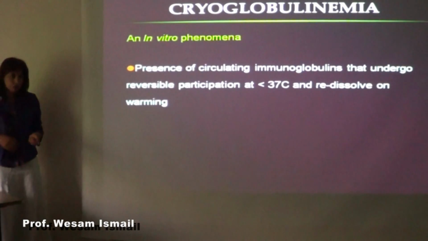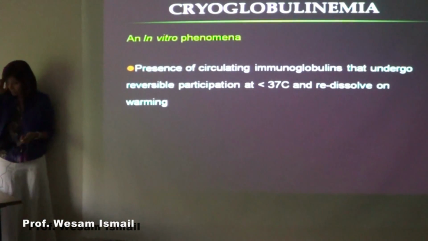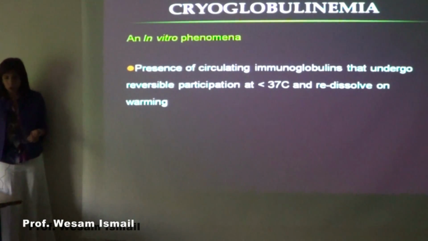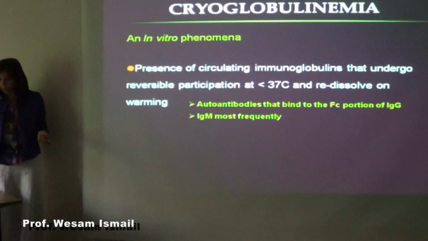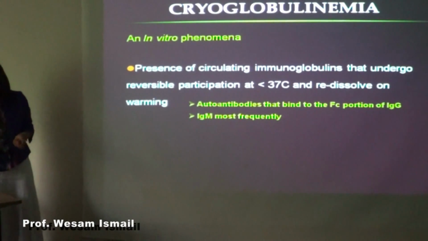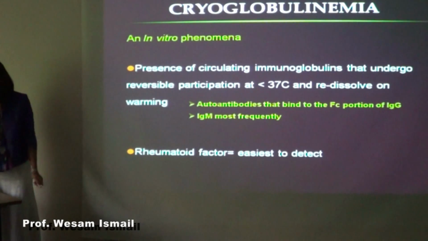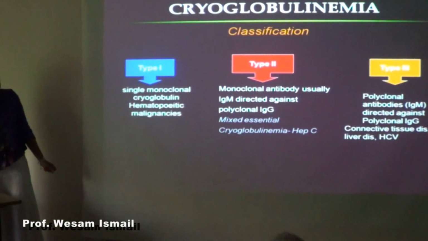So what is cryoglobulinemia? What do we consider cryoglobulinemia? Cryoglobulinemia is an in vitro phenomenon. It is the presence of circulating immunoglobulins that undergo reversible precipitation at less than 37 degrees and redissolve upon warming. These are autoantibodies that bind to the Fc portion of IgG, as I'm going to explain now, and they are formed of IgM most frequently. It is easier to detect the rheumatoid factor actually than the cryoglobulins.